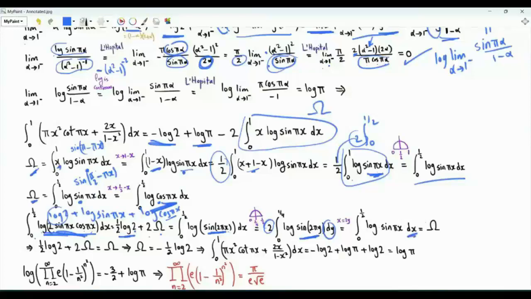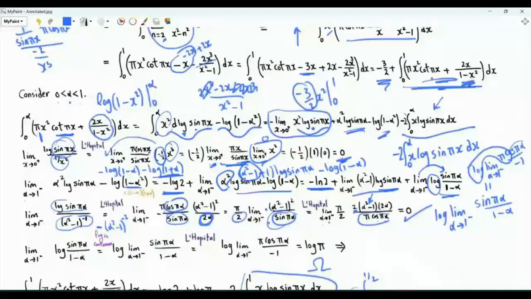Then 2 dy is dx. Log sin(2 pi y) is log sin(pi x). When y is 0, x is 0. When y is 1/4, x is 1/2. And this integral is exactly omega. So omega is equal to 2 omega plus 1/2 log 2. This means that omega is minus 1/2 log 2.